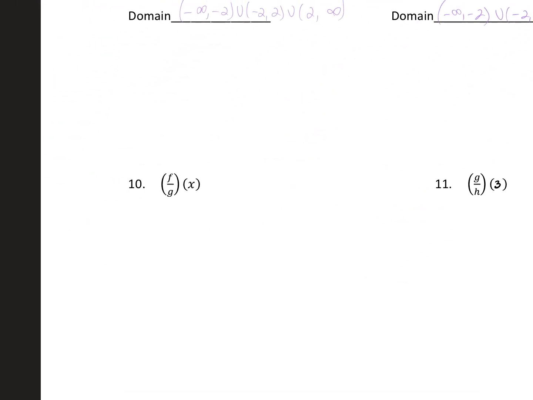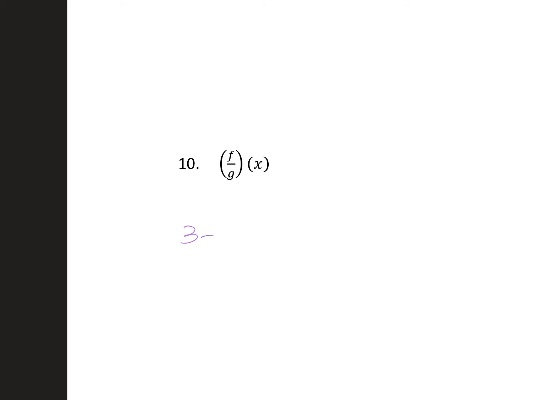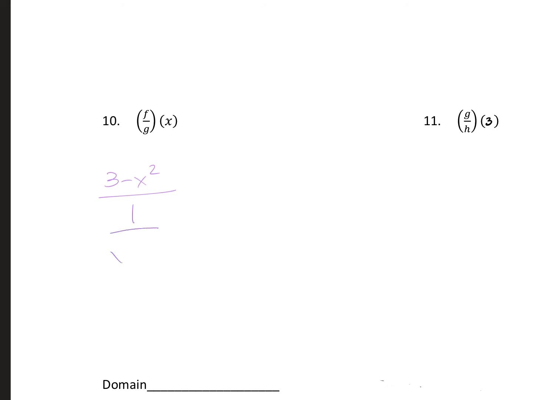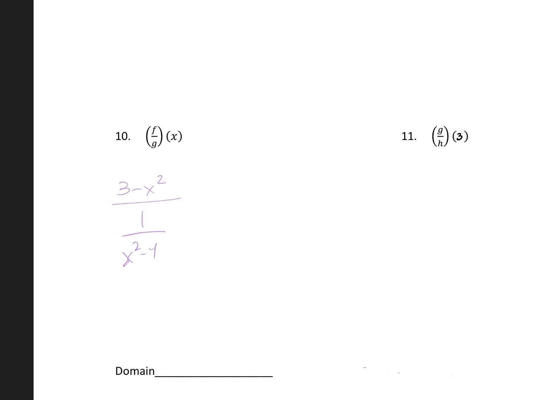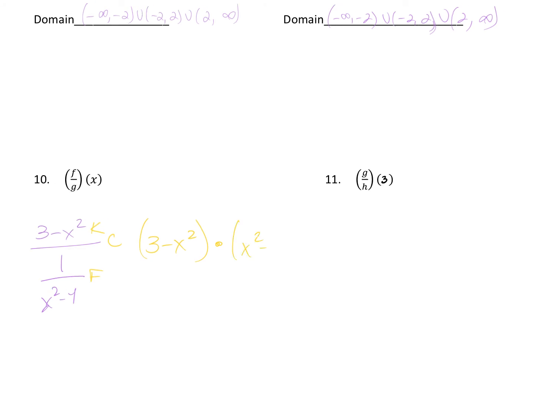What are you doing with f and g? You're dividing. So you're going to take the f function, just as it's written, 3 minus x squared, and you're dividing it by the g. Is that the 1 over? Yeah, 1 over x squared minus 4. How do you divide fractions? Keep, change, flip. You keep the first one, change to multiplication, and then flip. So it's 3 minus x squared times, when I flip 1 over x squared minus 4, what does it flip to? X squared minus 4, just like that, right?